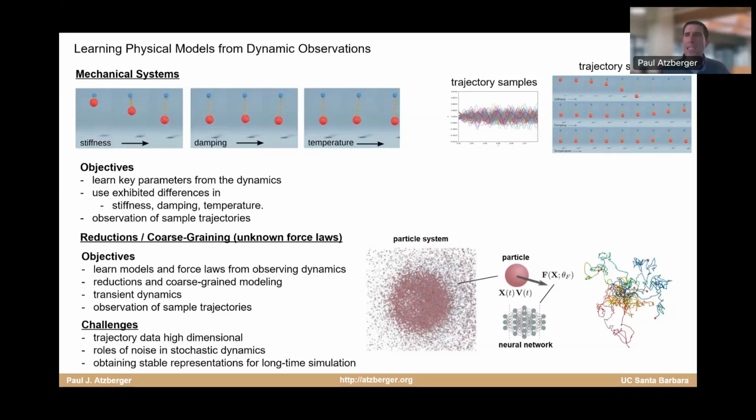In the case of stochastic dynamics, in some sense, we're trying to learn an entire ensemble. And so there'll be some interesting issues that arise there, given the roles that noise plays in stochastic phenomena. And then, of course, as I said before, we'd like to do all of this to obtain robust representations that are stable for the purposes of either long-time prediction or simulation.